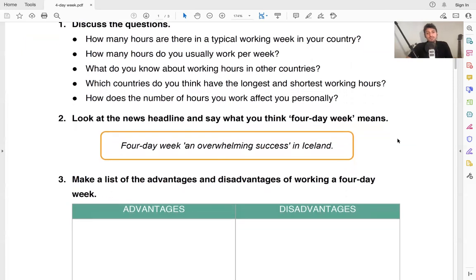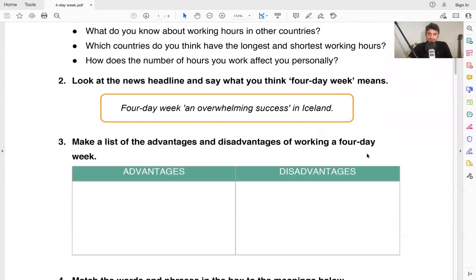All right, so here we have this headline. It's from an article, and it says, 4-day week, an overwhelming success in Iceland. Overwhelming success is a key word here. So overwhelming is like a super success in Iceland. Okay, so maybe discuss this headline with your partner, and discuss what you think it means.